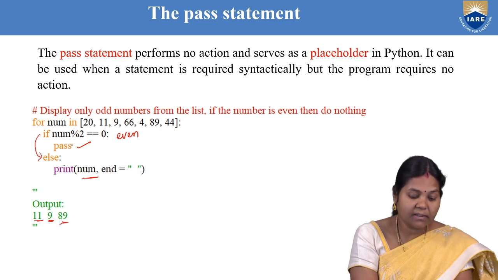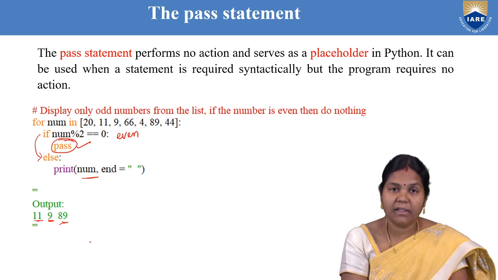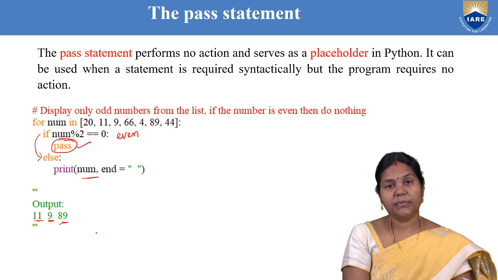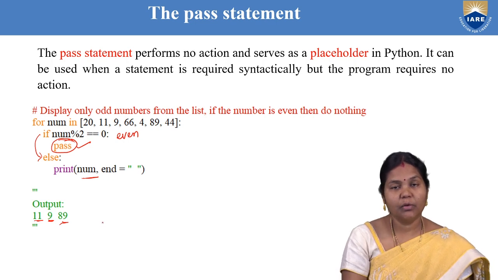So in this process, only the odd numbers are displayed from the list. That means here the simple pass statement is written as just a placeholder and it is not doing any action. This way pass statements are used in loops.